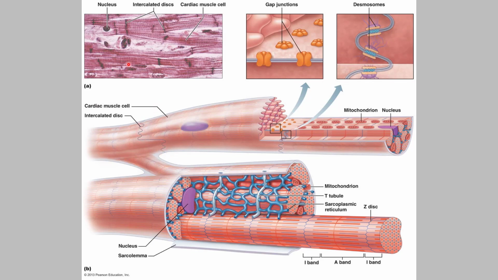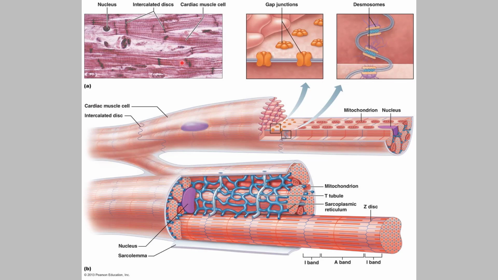So let's go back up here to the actual microscope image. We can see here a lot of very faint striations. These are those sarcomere striations, but here and there are some very obvious dark lines, and those are the intercalated discs. Here is an intercalated disc. It is where this cardiac muscle cell ends and this one begins.